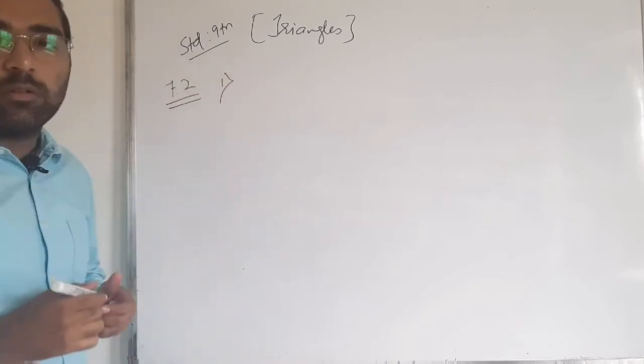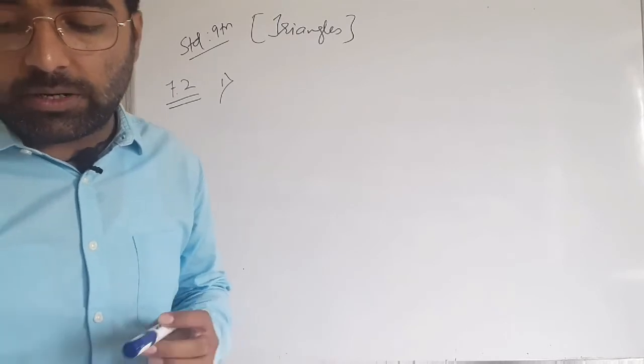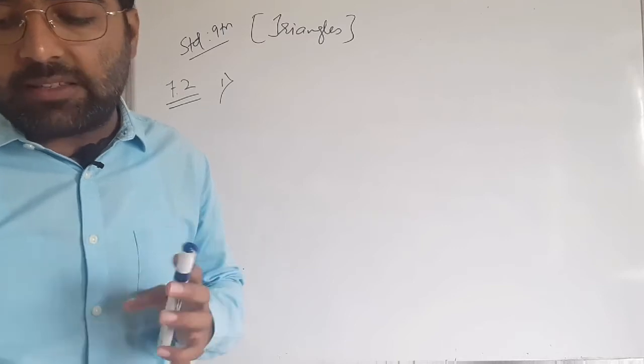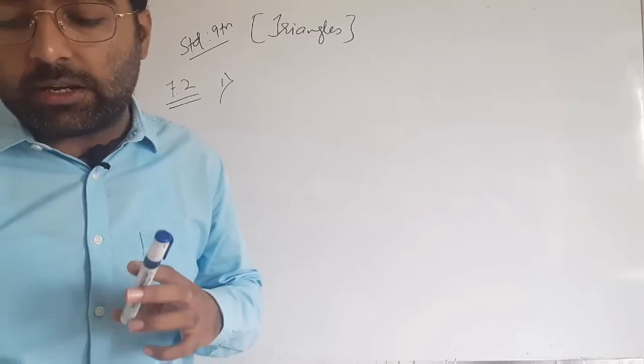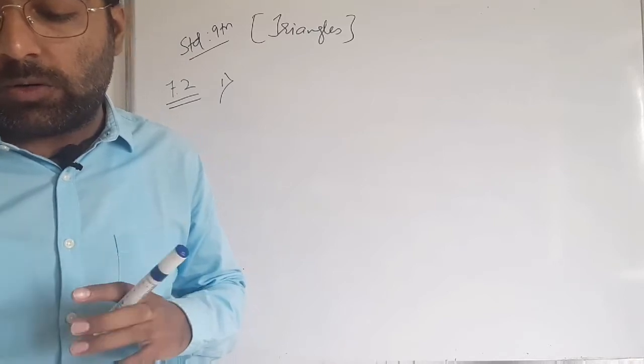First question of 7.2: In an isosceles triangle ABC with AB equal to AC, the bisectors of angle B and angle C intersect each other at O. Join A to O. Show that.